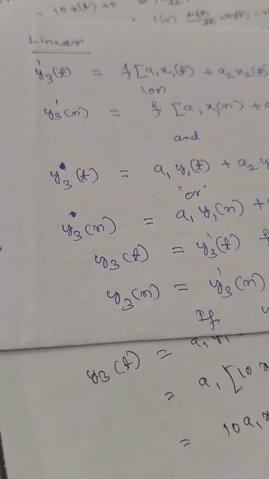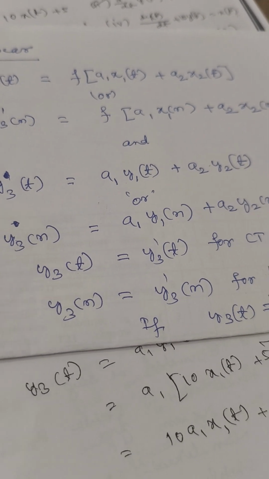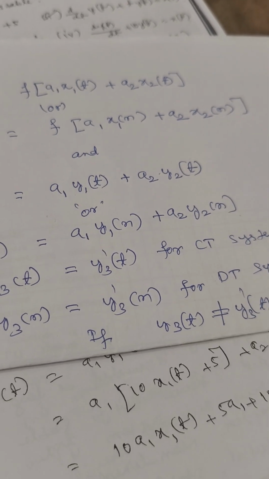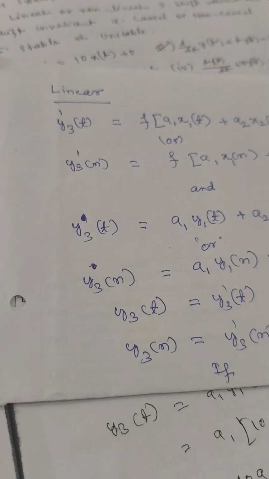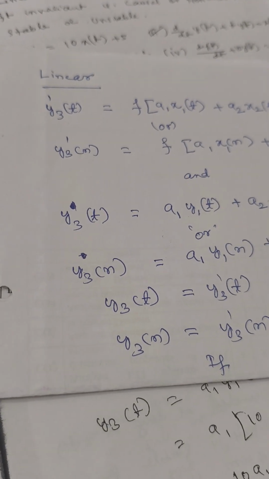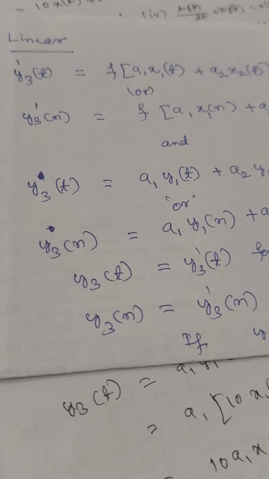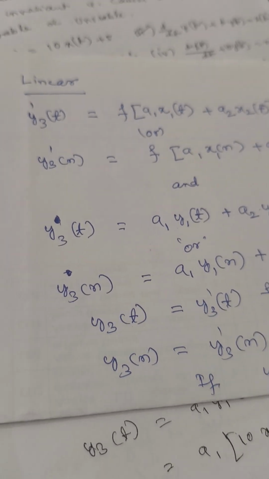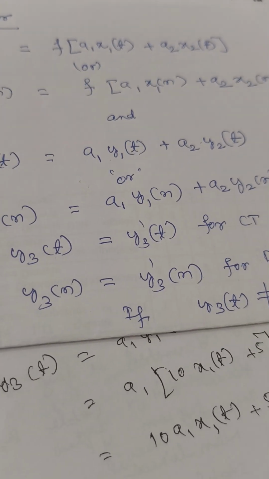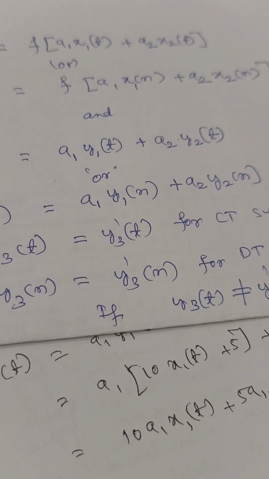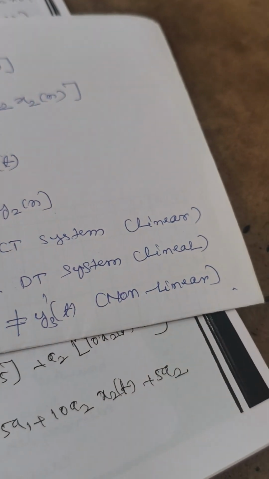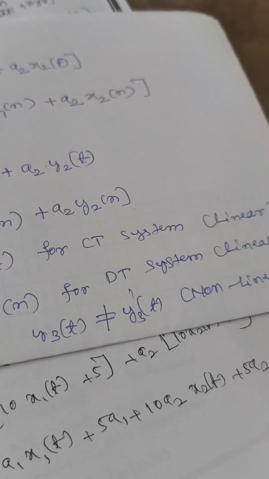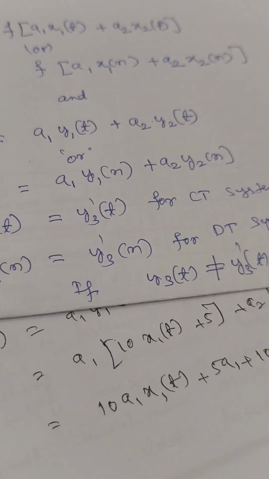This is y3' n equal to a1 y1 of n plus a2 y2 of n. Then this is y3. If y3(t) is equal to y3'(t), then that system we call a linear system. This is y3(t), which means these systems are continuous systems.